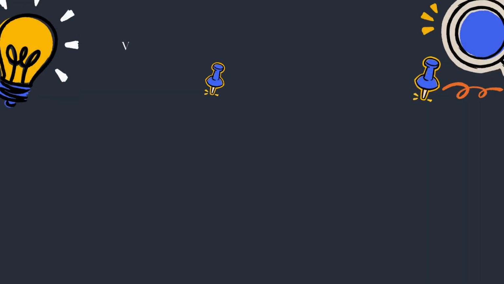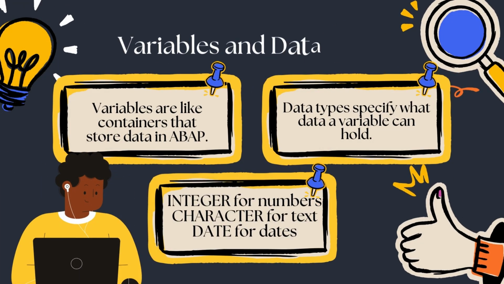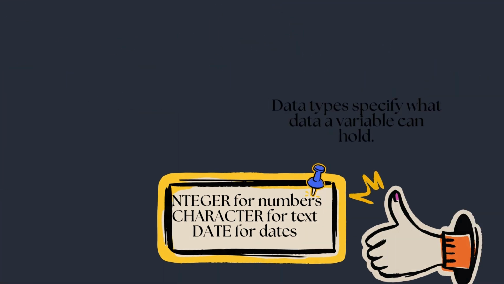In ABAP, just like in any programming language, we need to store data in variables. Think of variables as containers where we store information. For example, you might have a variable for storing a number, a name, or even a date. Each variable has a data type, which defines what kind of data it can hold. For example, if you want to store a person's age, you'll use a data type called integer. If you want to store their name, you'll use a character data type.